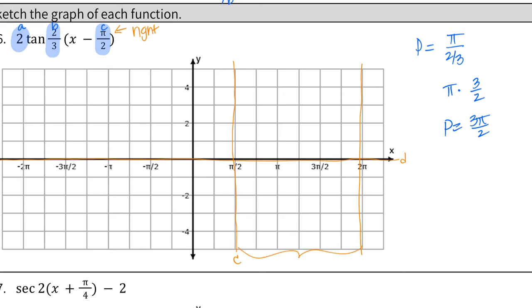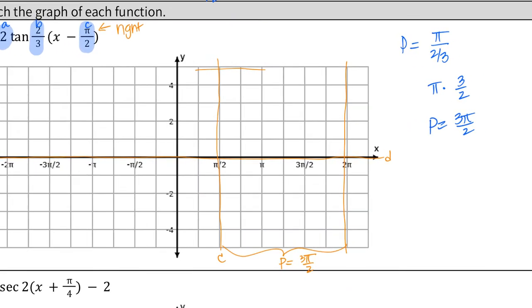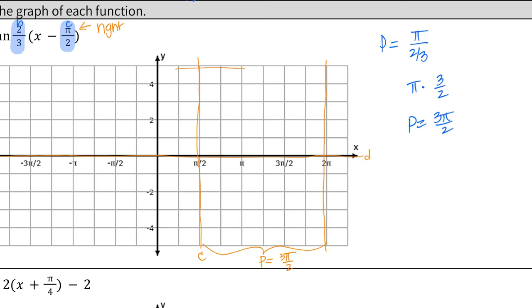So just make sure that that space is 3 pi over 2. Another way you can do it is that 3 pi over 2 takes 1, 2, 3, 4, 5, 6 squares. So starting from C, 1, 2, 3, 4, 5, 6 squares. Okay, and then A was 2. So starting from our midline, be 2 up and 2 down.